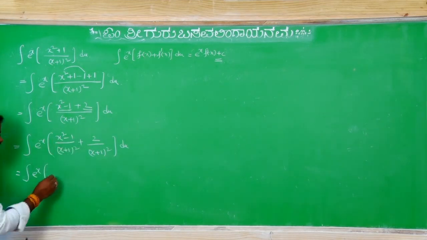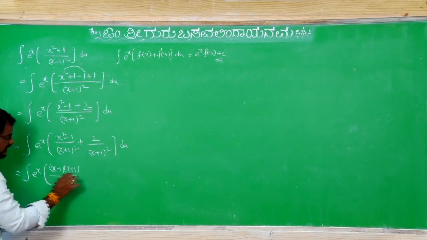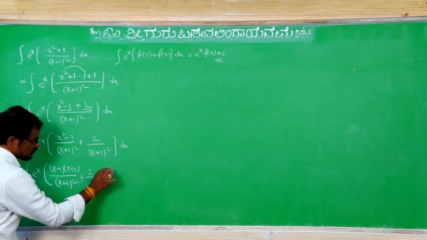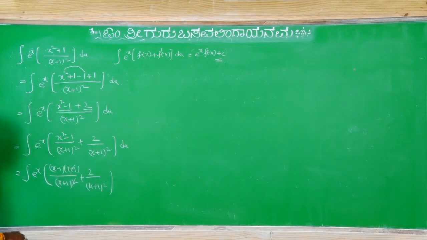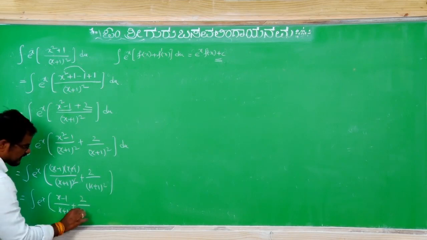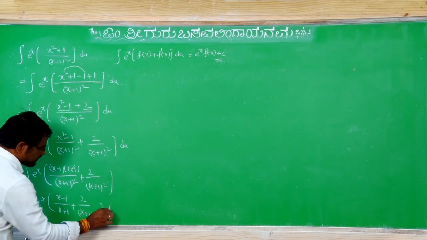That is equal to integration of e power x into, here a plus b into a minus b, (x minus 1) into (x plus 1) divided by (x plus 1) whole square plus 2 by (x plus 1) whole square. One of the (x plus 1) gets cancelled, what is remaining, e power x into (x minus 1) by (x plus 1) plus 2 by (x plus 1) whole square into dx.